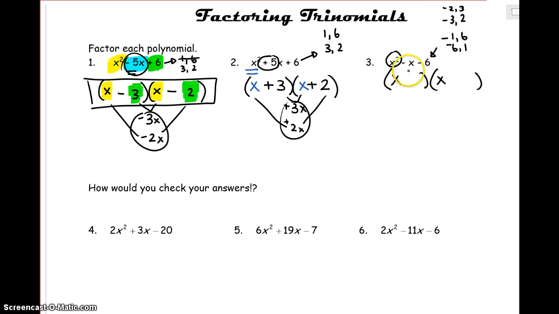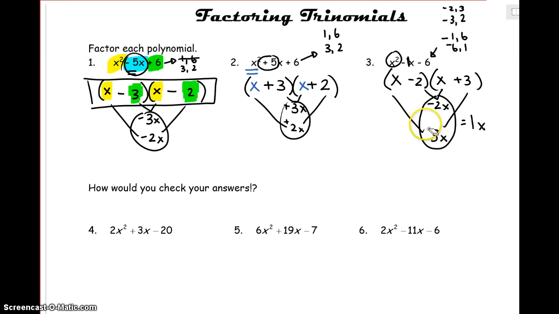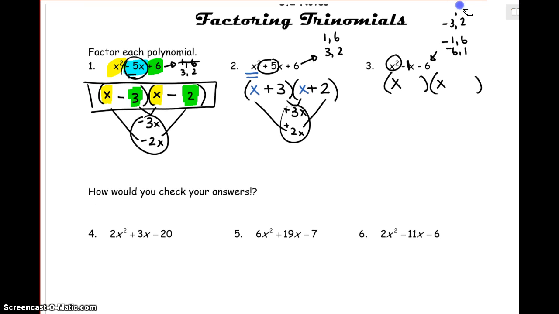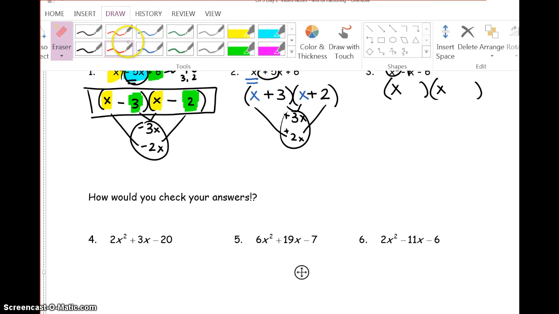The goal is to try to get to -1. So let's try -2 and 3. So if I put -2 here and +3 here, that gives me -2x. This gives me 3x. When I add these up, I get +1x. But what I really want is -1x. So that's not going to work, which means I have to delete all this beautiful work that we just did because it didn't work. And also means -2, 3 is not an option anymore.